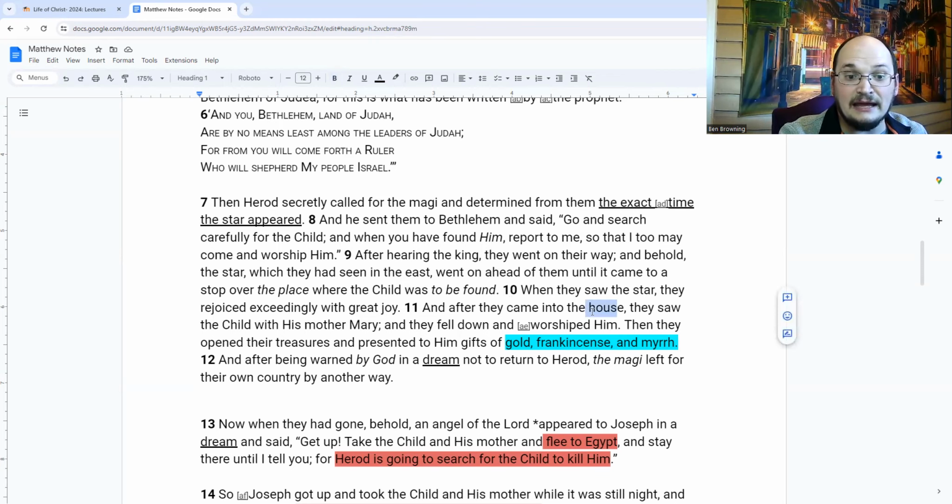He's not at this point in a barn. Or some would say that it's not technically a barn. It's more of like a lower room that would be part of a house where the animals would be kept. So that's one distinct possibility there.